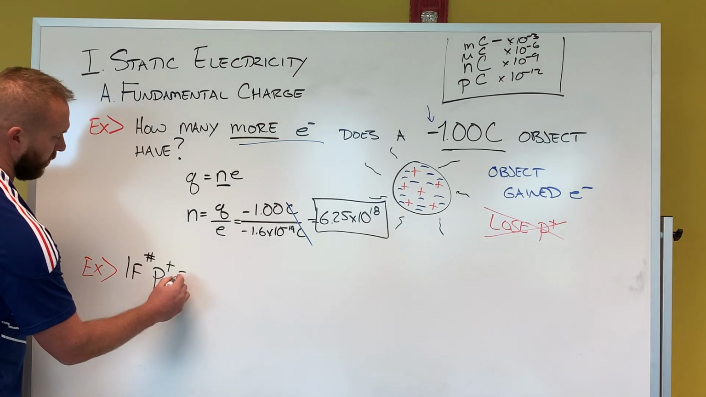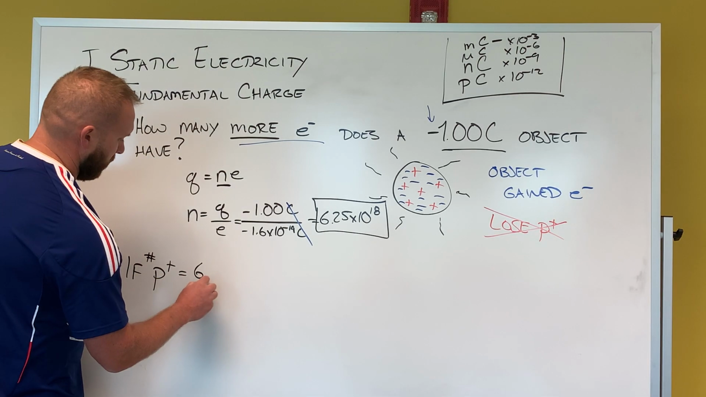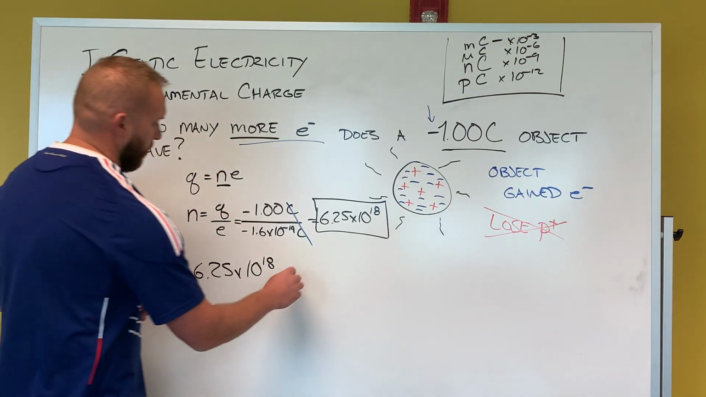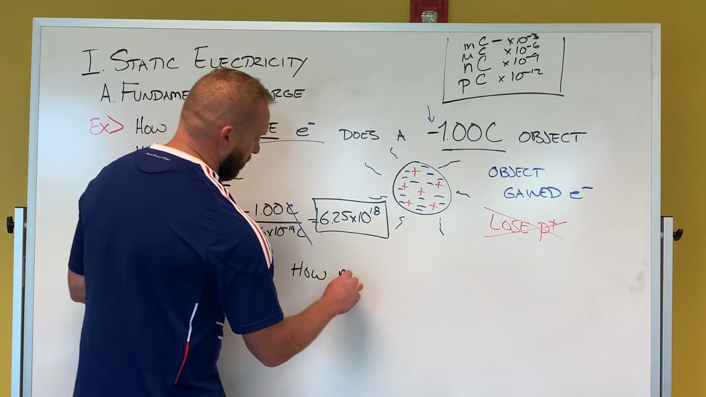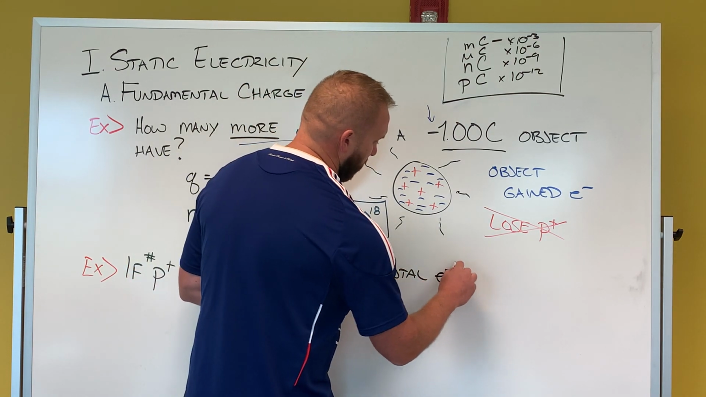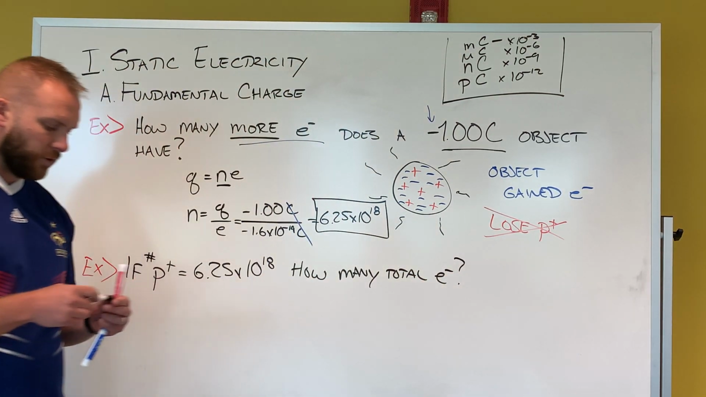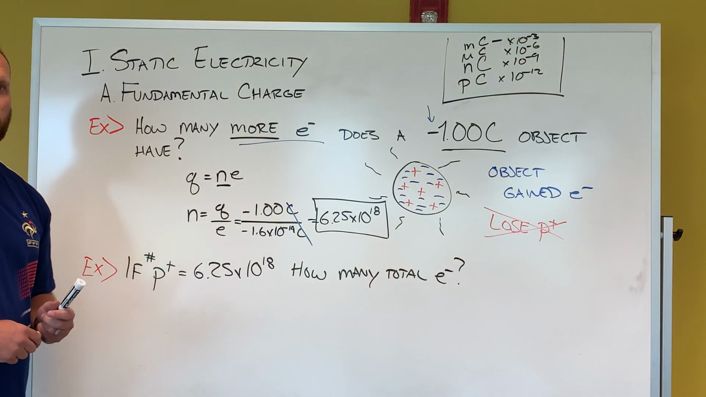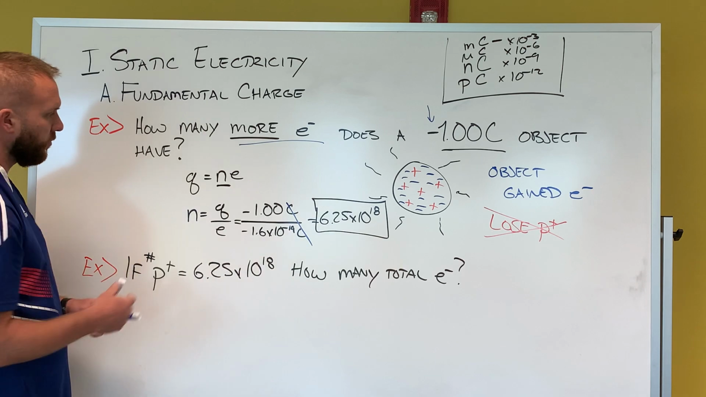So we can build on this example, and the second part is to say if the number of protons is equal to 6.25 times 10 to the 18, how many total electrons, right? So how many total electrons would we actually have if this is how many protons that we actually have, right? So again, we're a large amount, right?